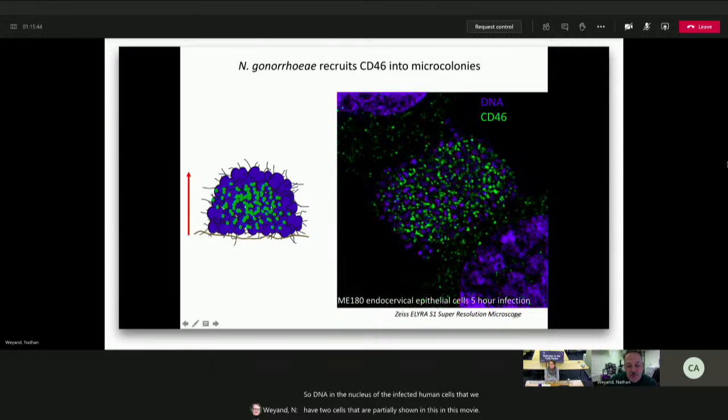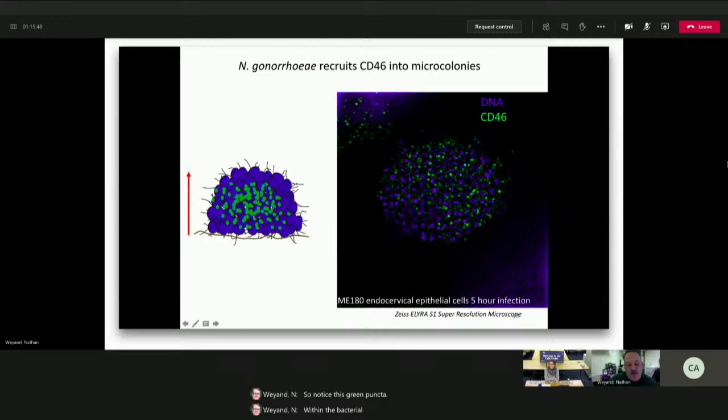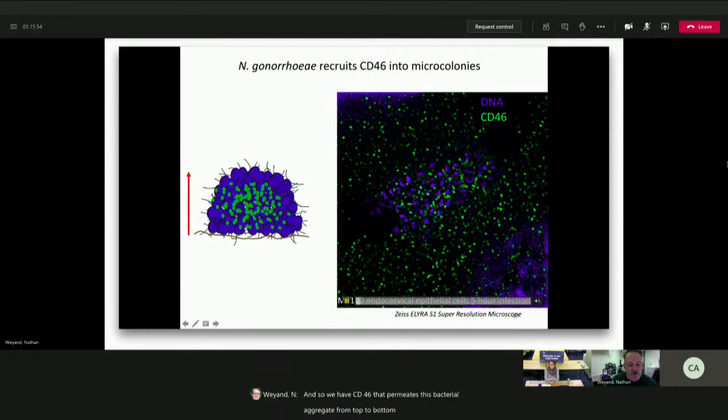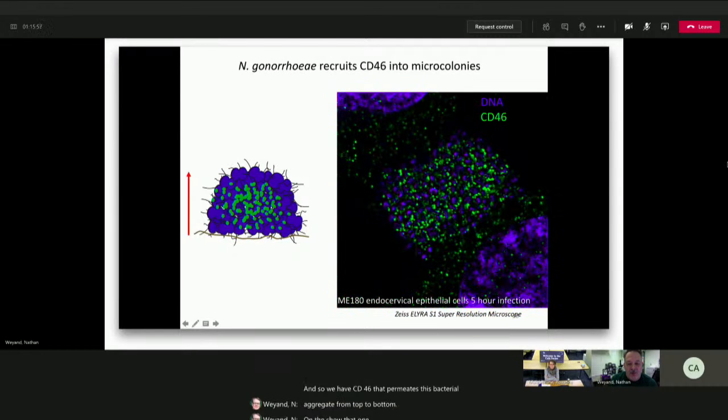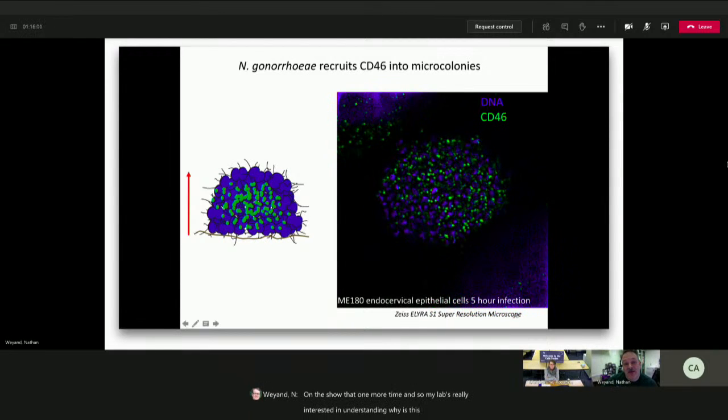So notice this green puncta within the bacterial aggregate. We have CD46 that permeates this bacterial aggregate from top to bottom. I'll just show that one more time. And so my lab's really interested in understanding why this is happening.